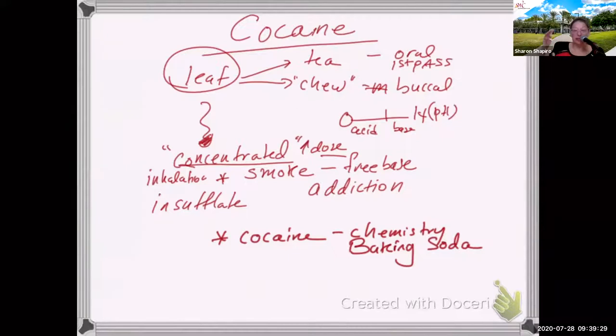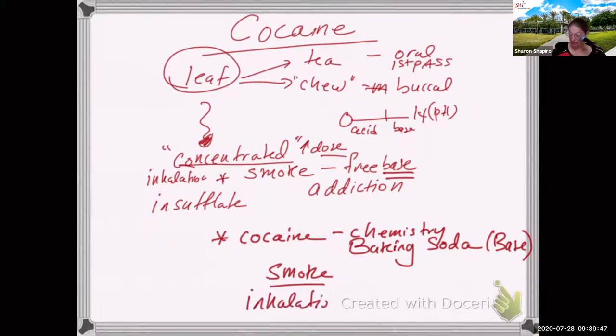And that baking soda is a base. And that effectively changed the molecular structure of the molecule. So now you could smoke it again, right? Because it had to be in this base form in order to be inhaled. If it's not in the base form, it can absorb on the mucosa. If it's in the base form, you can inhale it across your lungs.